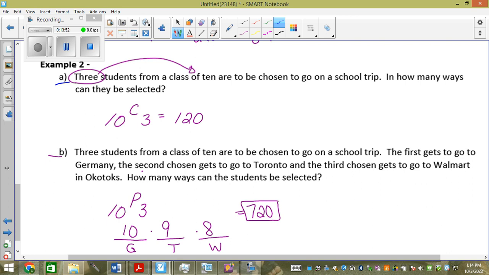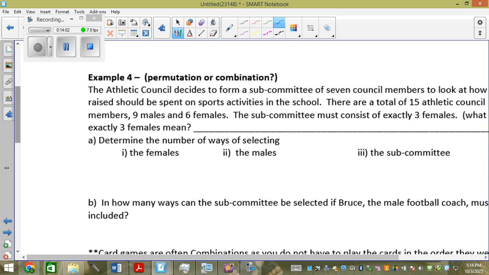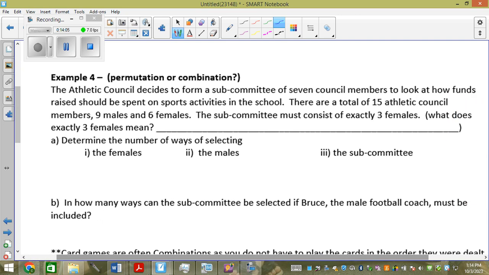Okay, then flipping over. Example 4. Here we have the athletic council deciding to form a subcommittee of 7 council members. So we need 7 council members in the end, right? To look at how funds raised should be spent on sports activities in school. There are 15 athletic council members, so there's 15 total. Of the 15, 9 are male, 6 are female. Now it says the subcommittee must consist of exactly 3 females.